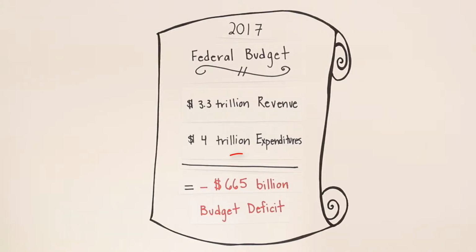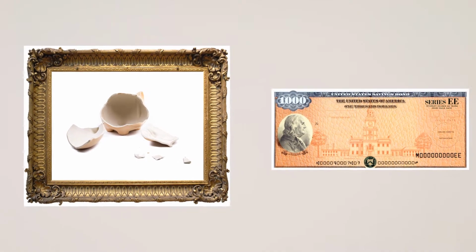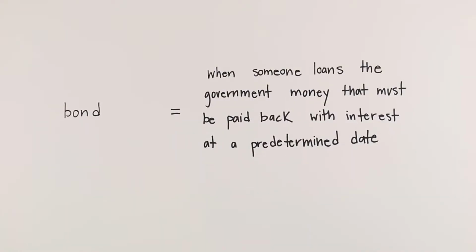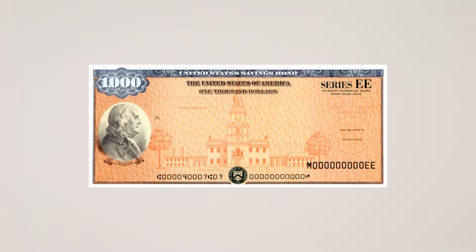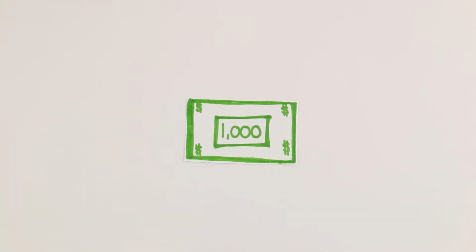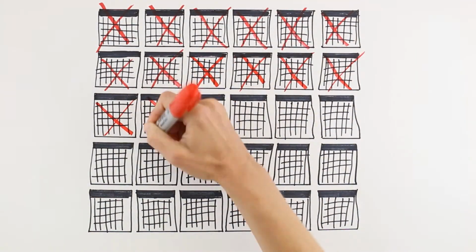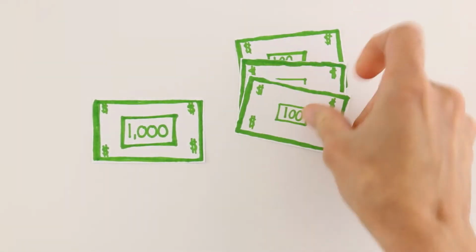Most years, the government runs a budget deficit, meaning they spend more money than they bring in. When this happens, the government borrows money by selling bonds. A bond is when someone loans the government money that must be paid back with interest at a predetermined date. For example, if you buy a $1,000 30-year bond from the U.S. government at a specified interest rate, you are loaning them the money for 30 years, and then they must pay you back the money, plus the interest.